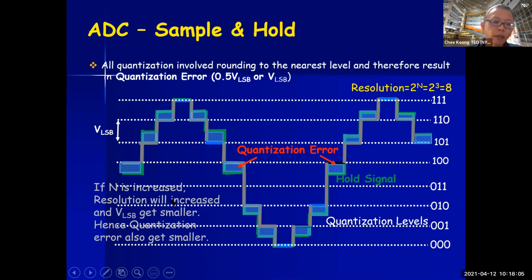If N increases, that means the resolution increases. So this is like the resolution of the ADC on the vertical sense. If you increase 1 more bit, there will be 16 levels. So it becomes finer, right? The steps become finer. So hence, the quantization error also gets smaller, right?